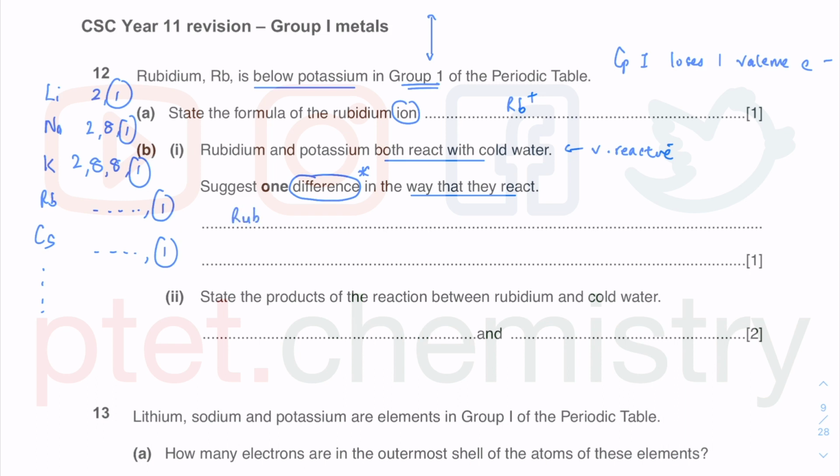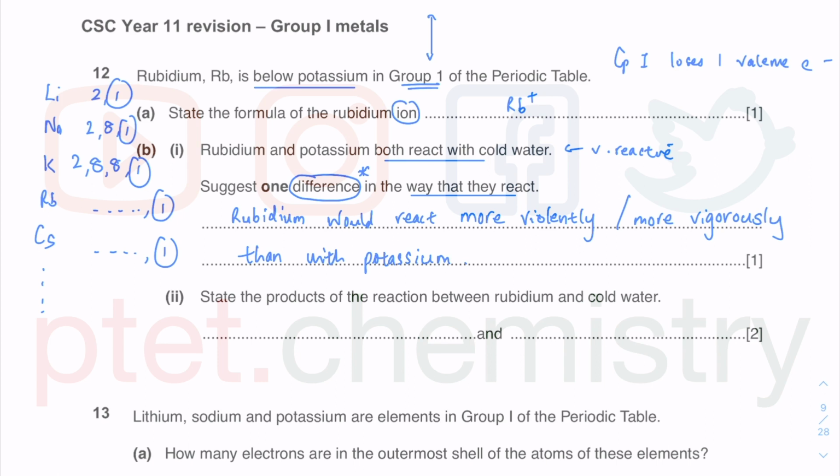So rubidium would react more violently. It would react more vigorously. Essentially you want to highlight the fact that the reaction is a lot more reactive, so you say more violently or more vigorously. Both of these would imply or suggest that rubidium is a lot more reactive than potassium. Somewhere along that line, straight to the point.